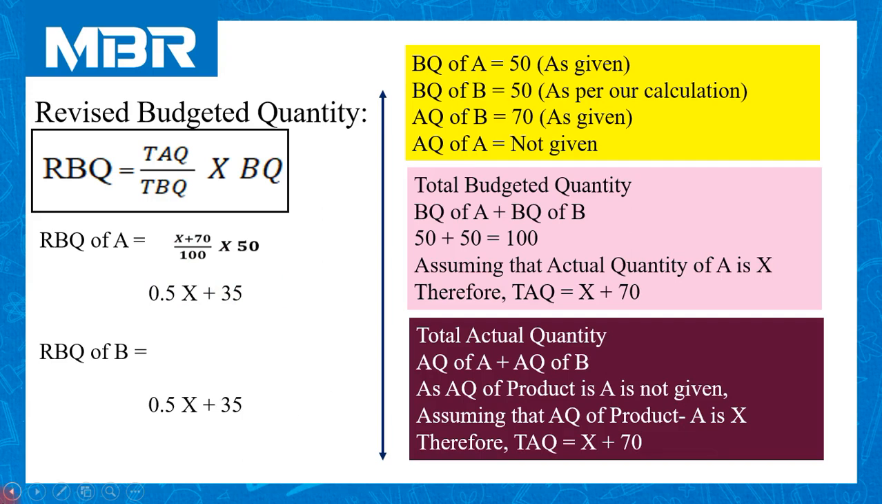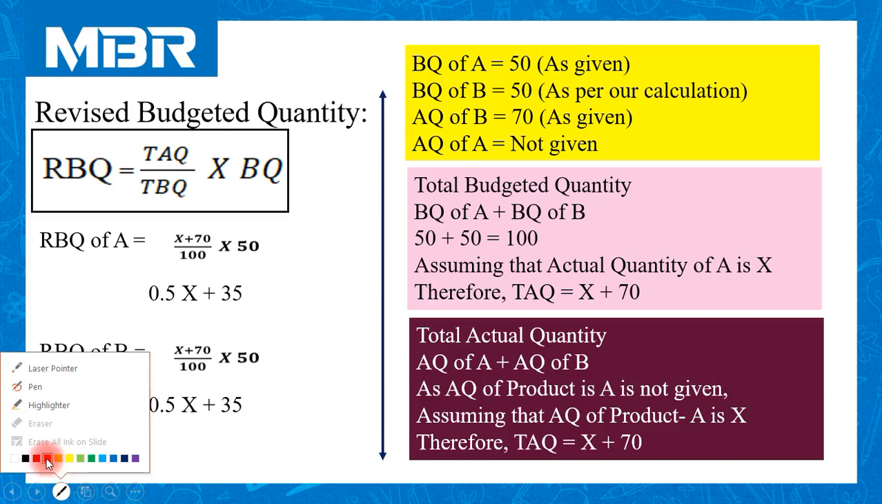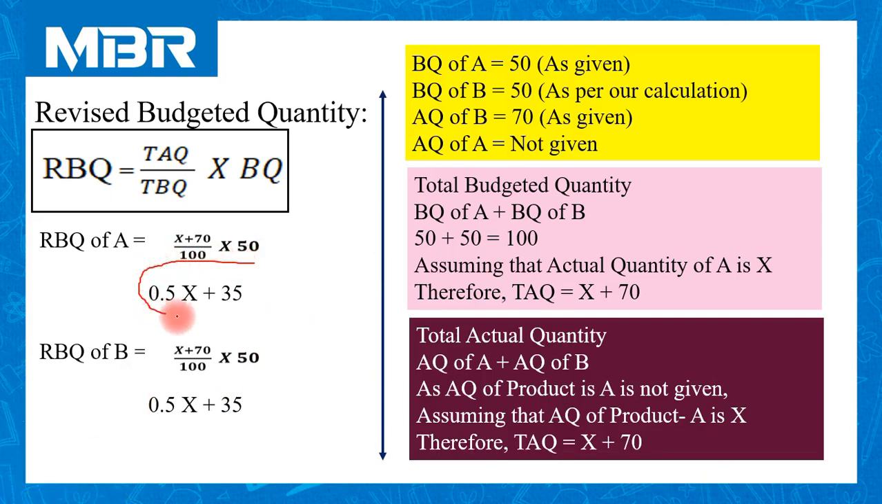Same way you can calculate for B. Revised budgeted quantity of B is equal to 0.5x plus 35. Again, to solve your doubt, let me insert the values in the formula. TAQ x plus 70 divided by TBQ 100 multiplied by budgeted quantity of product B 50 units. So revised budgeted quantity for A and B, for A it is 0.5x plus 35 and B it is also 0.5x plus 35.